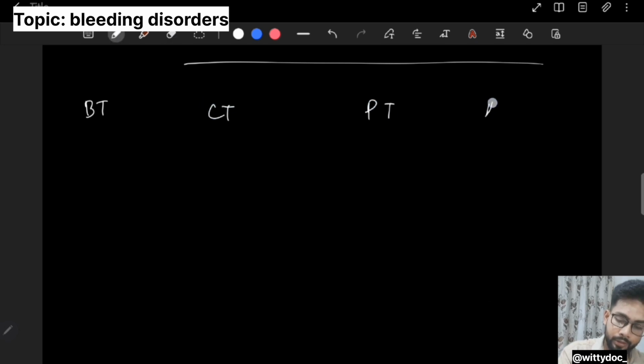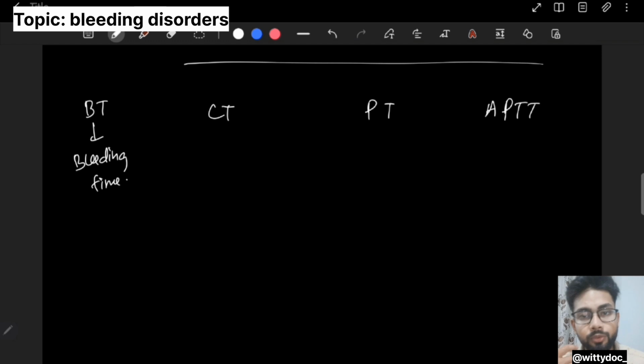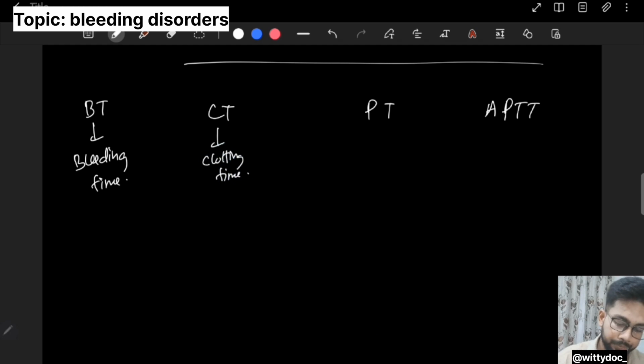Next we'll have to know a few terms: BT, CT, PT and APTT. BT means bleeding time. So if there is a cut in my skin, the time taken to stop the bleeding is called bleeding time. Next is the clotting time, CT. Probably almost everyone has done this experiment in physiology lab. You take small capillaries and insert blood into them and break fragments of them at a few intervals of time, and at some point you will notice blood strings. So it is called clotting time.